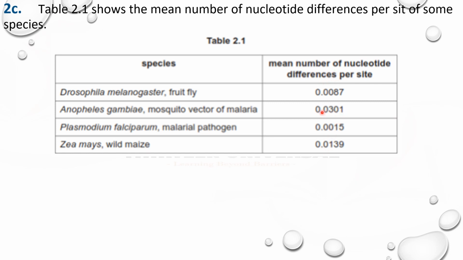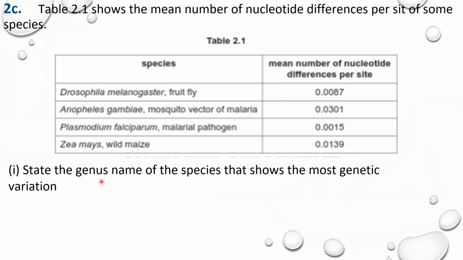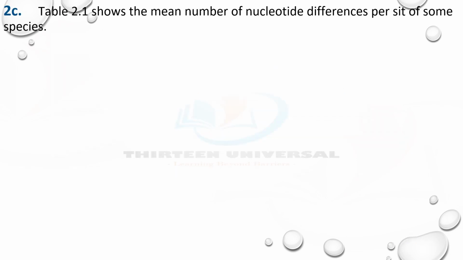Answer that. But if I want to say that, state the genus name of the species that shows the most genetic variation. They say we should state the genus name. This is Anopheles. You see, this is the genus and species name. The first one is the genus, the generic name. The second one is the species. So Anopheles is the genus name because it has the highest variation. It has a nice number here. So yeah, Anopheles.